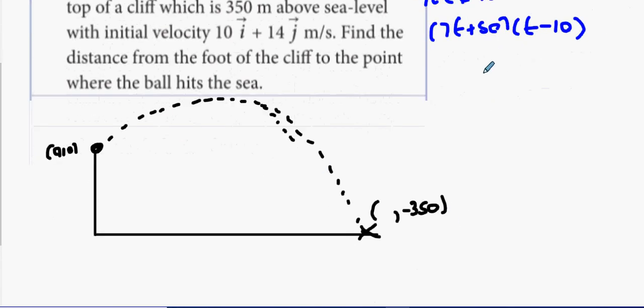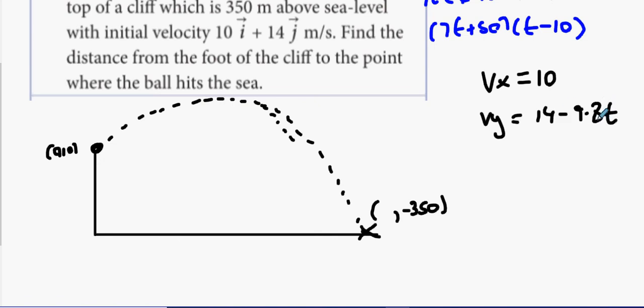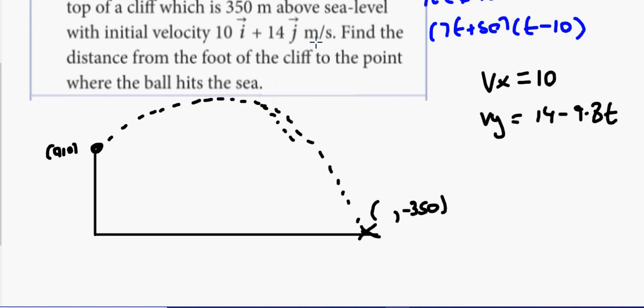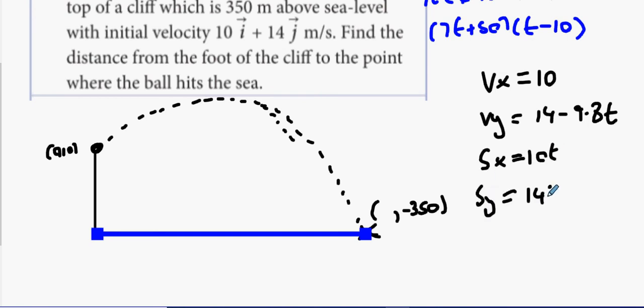So, Px equals 10. Py equals 14 minus 9.8t. The goal of the question is to find how far along we went. So we're trying to find the range, the blue length. So Sx equals 10t. Sy equals 14t minus half t squared.